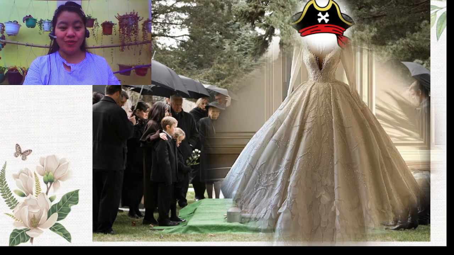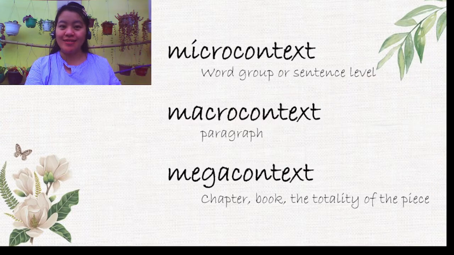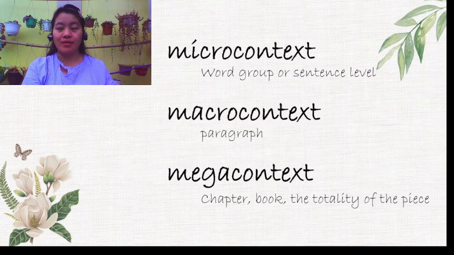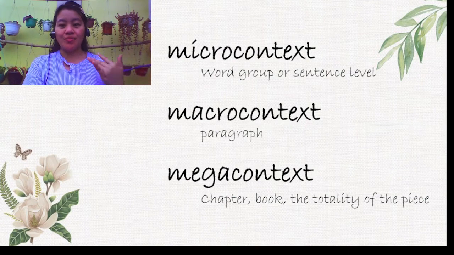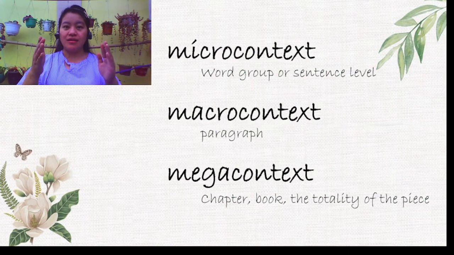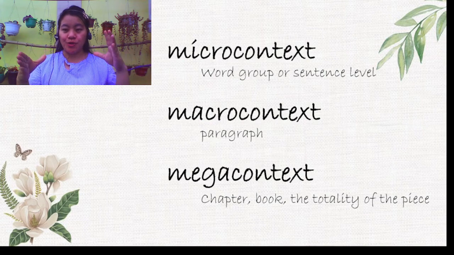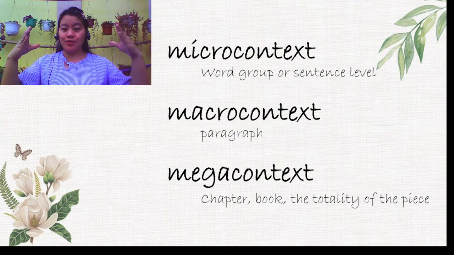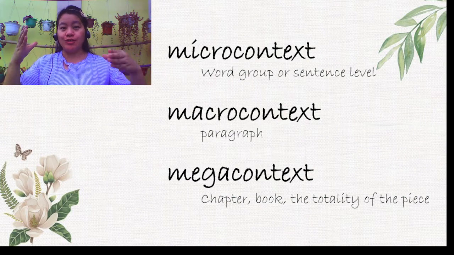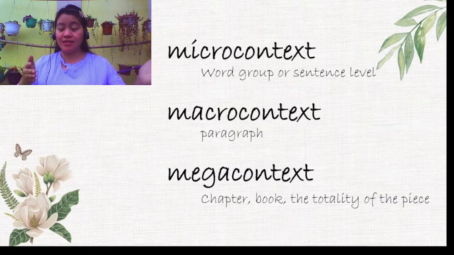And before we go on into the further details, let us break down the meaning or definition of terms. Micro context is on the word group or sentence level or word level. Macro is on the bigger picture, so we're going to talk about the paragraph. And mega is going bigger. How do these things relate as a whole into the chapter, the book, or the entire series, if there are?